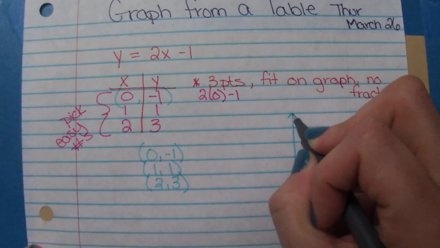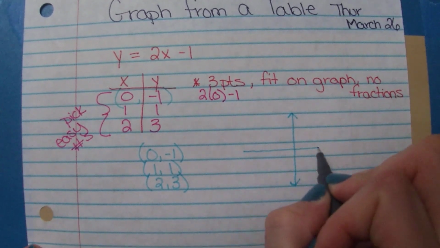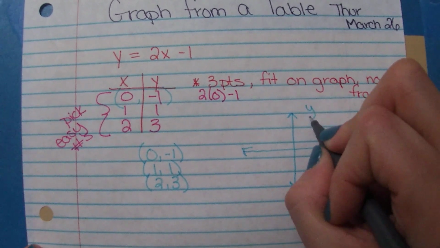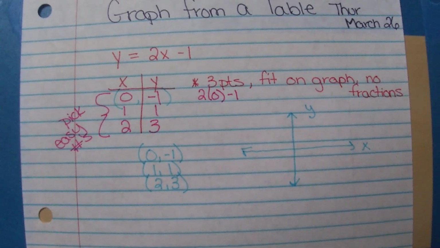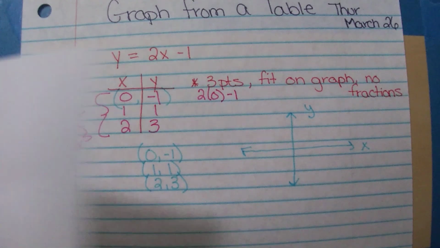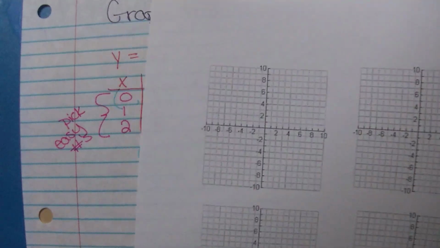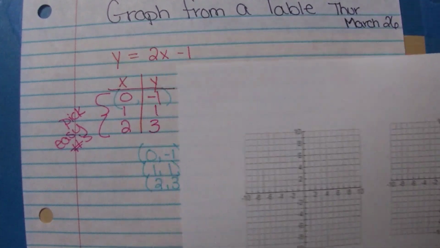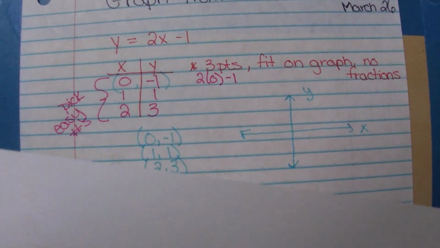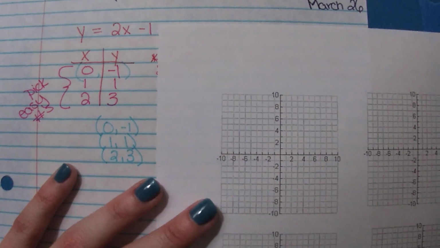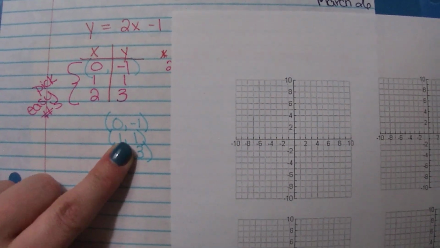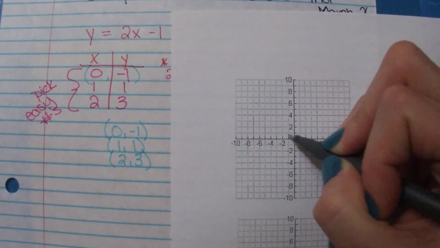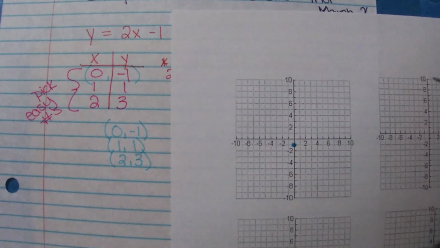So I am just going to draw a simple coordinate plane where this is my x-axis and this is my y-axis. Now, in Aleks, it's just going to already give you a coordinate plane where everything is numbered for you. So it'll be way easier to just take those points and plot them, right? Because you'll now be able to look at this and say, okay, 0, negative 1 is 0 on the x, negative 1 on the y.